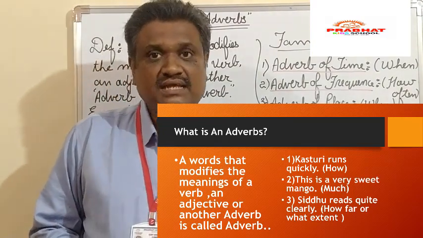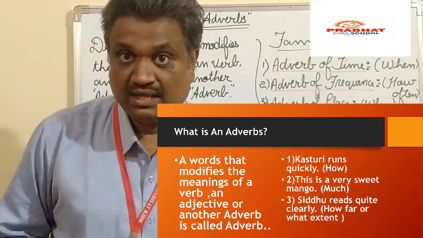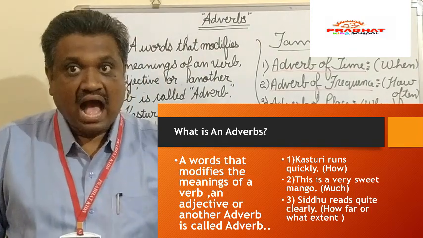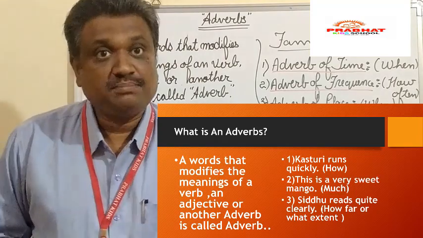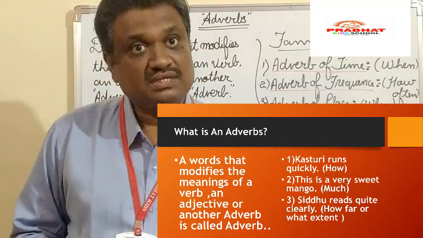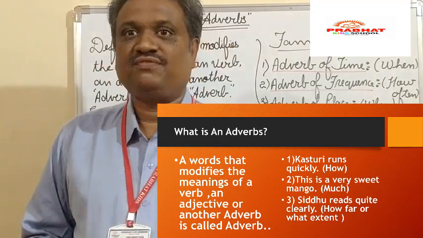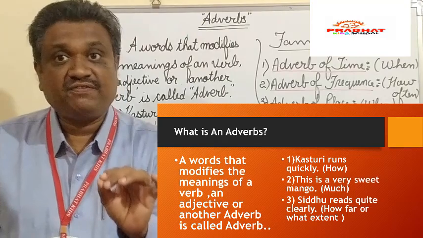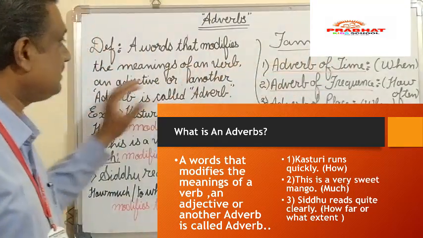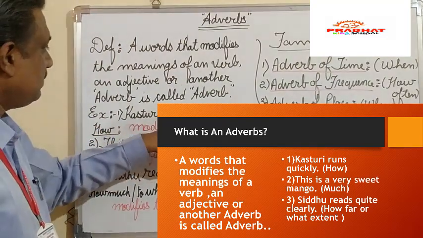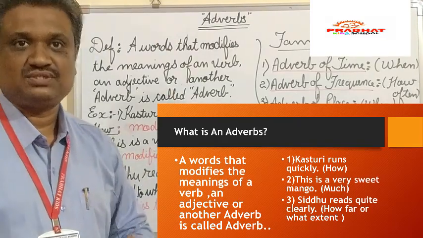Quite clearly. Now here is the clarification of all three sentences. In the first sentence, quickly shows how Kasturi is running, or in what manner she is able to run. She is able to run slowly, moderately, or very fast. That means quickly qualifies, modifies the verb run. Quickly is an adverb modifying the verb runs.